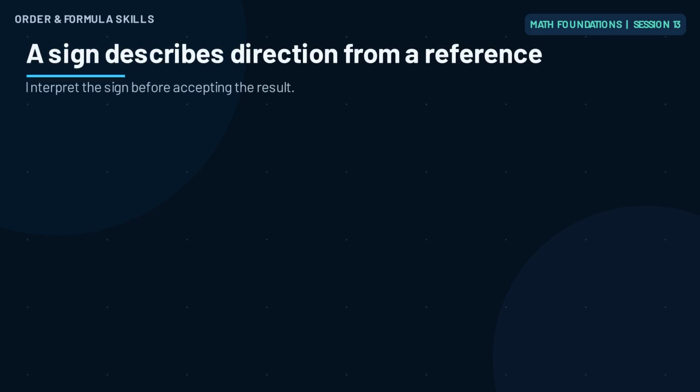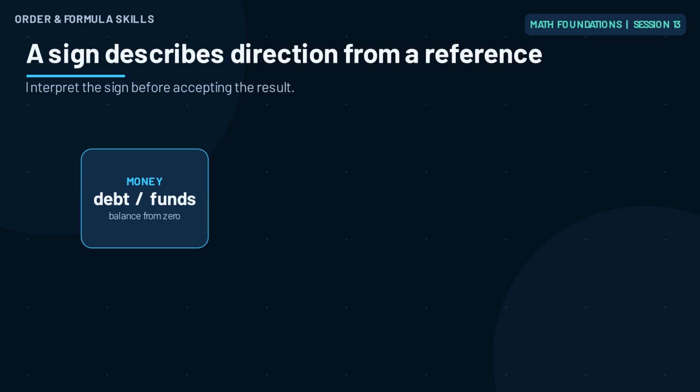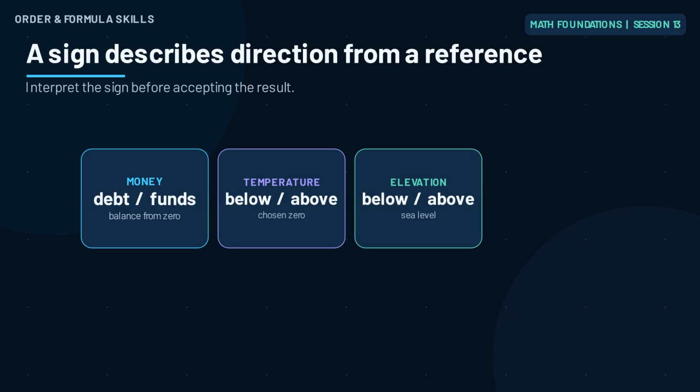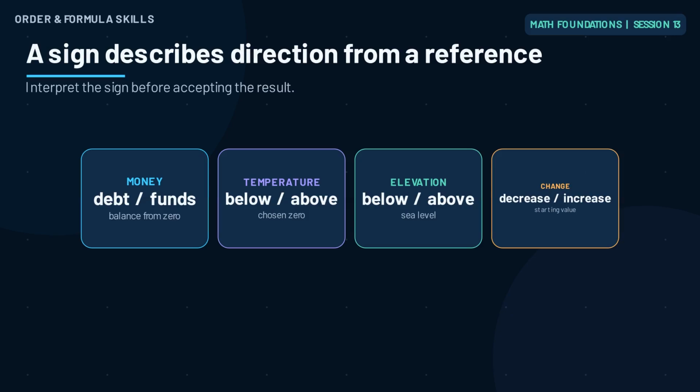Context gives a sign its practical meaning. Negative account balance can represent debt, while a positive balance represents available money. A negative temperature lies below the chosen 0 reference. Negative elevation lies below sea level, positive elevation lies above it. A negative change means decrease, while a positive change means increase. The sign describes direction relative to a reference point, and the magnitude describes how far or how much.